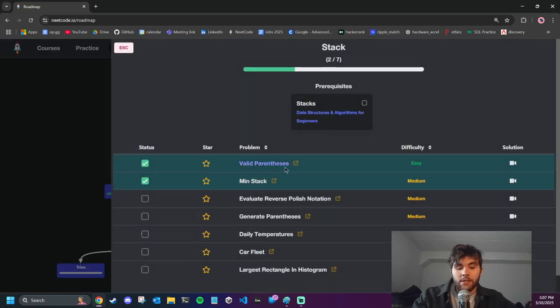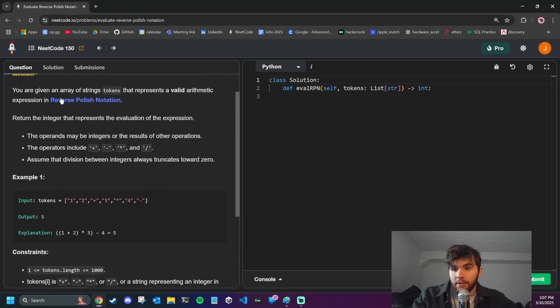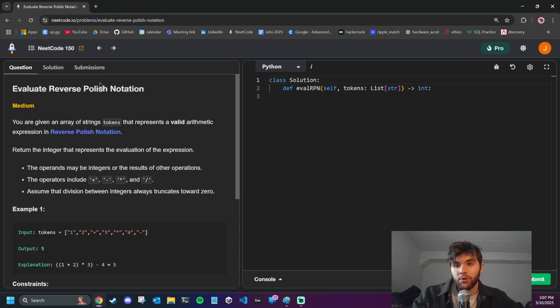I'm going to look at another stack problem today. So let's just click on this one here. I've never looked at it. Okay, so this one is called Evaluate Reverse Polish Notation.